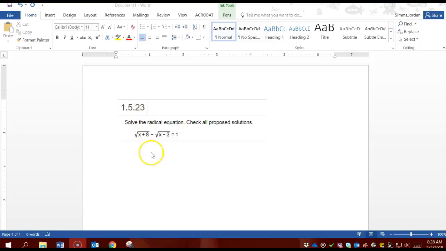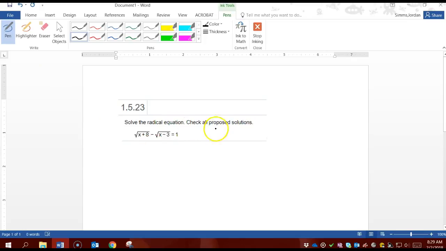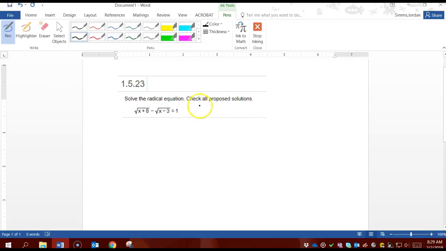Alright, so let's check this one out. What we have to do is solve this radical equation, and we're going to check all solutions. Now, these are always tricky, so we always have to check. Let's do some algebra first, and we always just want one radical by itself.